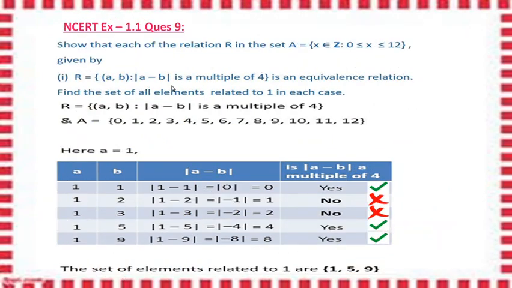Now if you remember, while solving NCERT exercise 1.1 question number 9, we calculated the equivalence class of 1 like this by making the table. And here the language was, find the set of all elements which are related to 1 in each case. So they were quite similar.